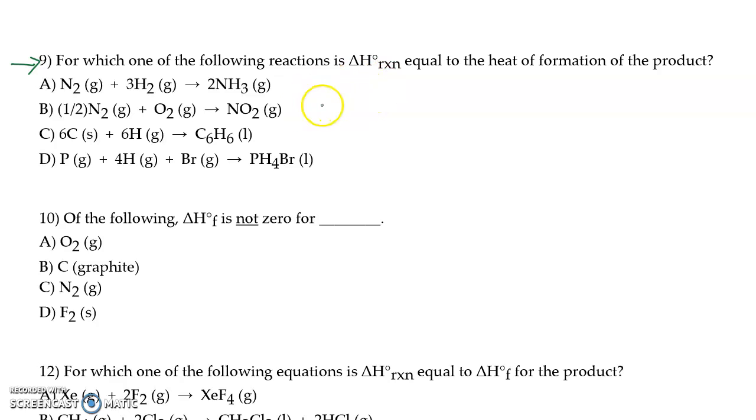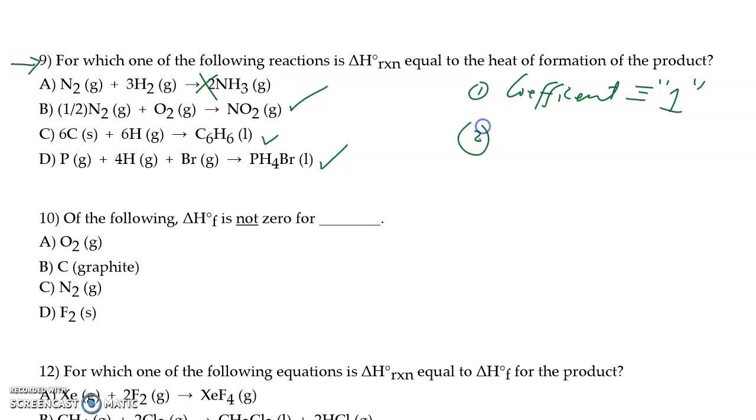Okay, so the first condition is, we are going to write that down, the coefficient should be equal to 1 in the product. Let's check. This one is 2, and therefore the enthalpy of reaction would not be equal to the enthalpy of formation. This one is 1, so it may be good. This one is 1, it may be good. This one is 1, it may be good. Okay, what is the second requirement? So it must be just one product on the right side.